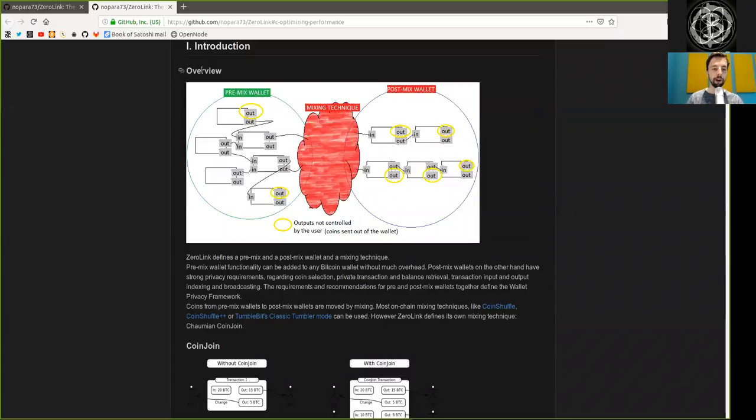Chapter 1, Introduction and Overview. ZeroLink defines a pre-mix and a post-mix wallet and a mixing technique. Pre-mix wallet functionality can be added to any Bitcoin wallet without much overhead. Post-mix wallets, on the other hand, have strong privacy requirements regarding coin selection, private transaction and balance retrieval, transaction input and output indexing, and broadcasting. The requirements and common recommendations for pre- and post-mix wallets together define the wallet privacy framework.